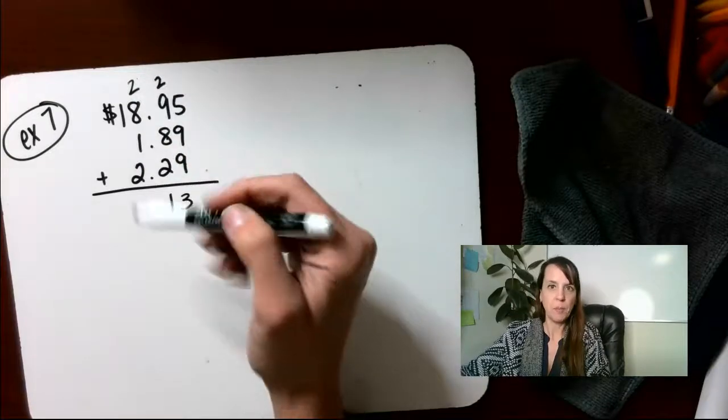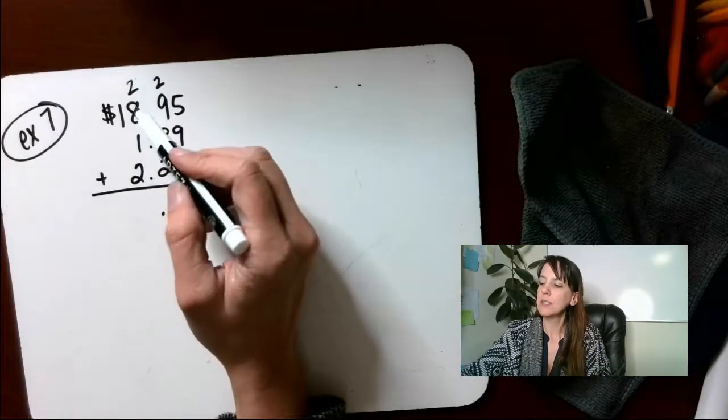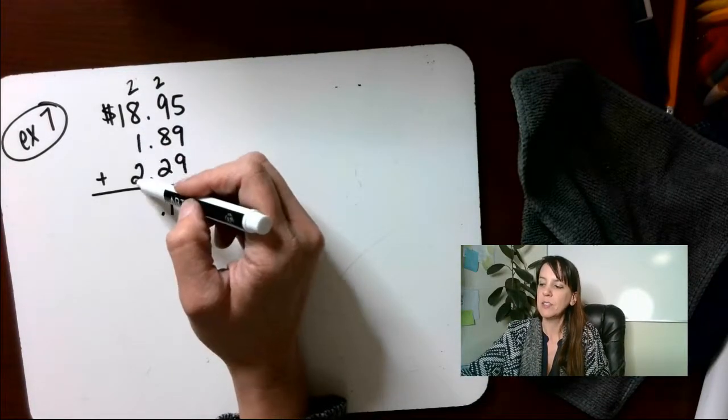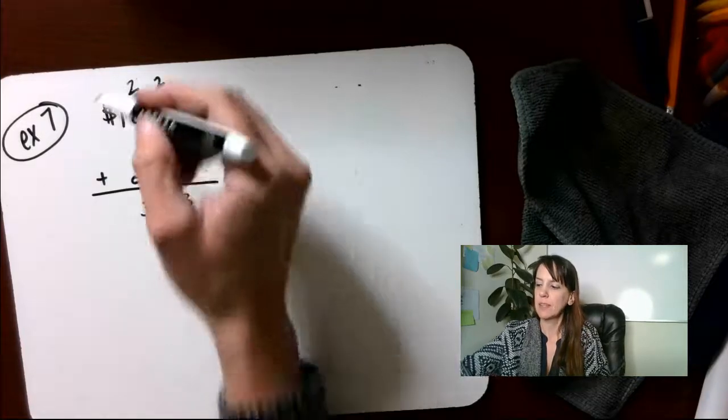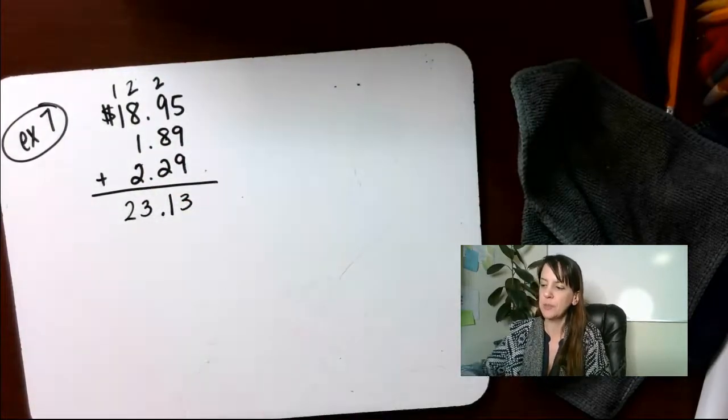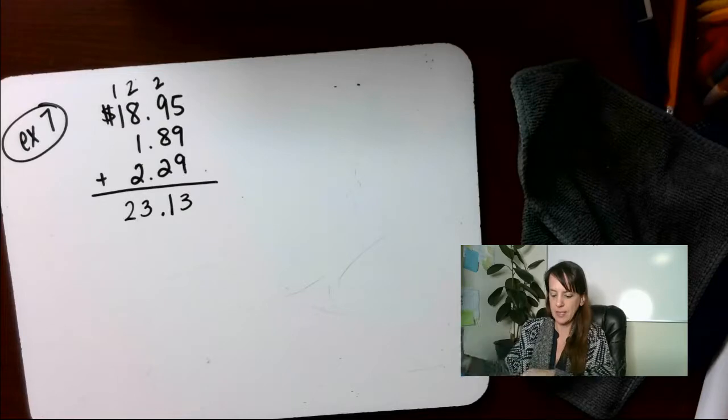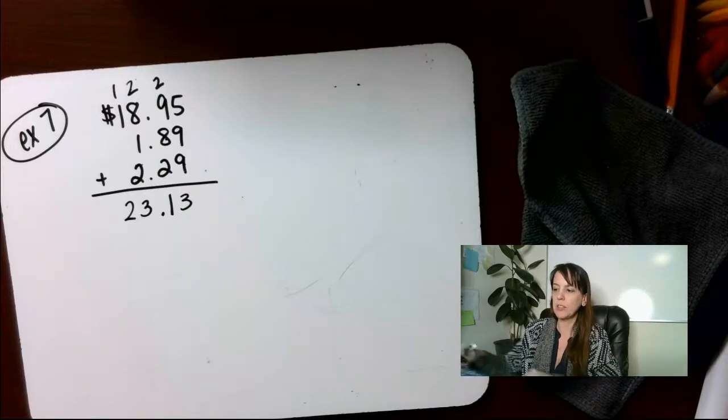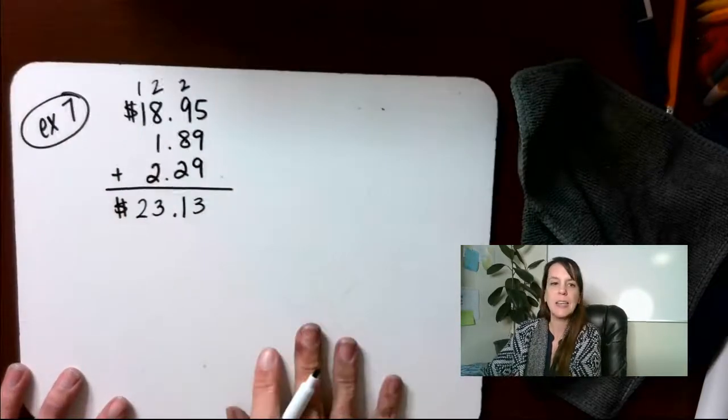And notice I'm lining up all my decimals, right? So this is 10, 11, 12, 13. And carry the 1, so that's 2. So the total here is $23.13, okay? That is our total.